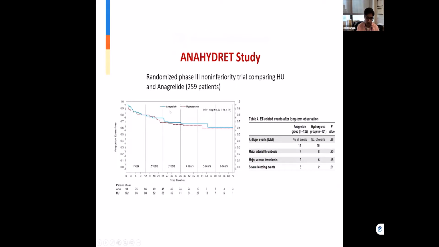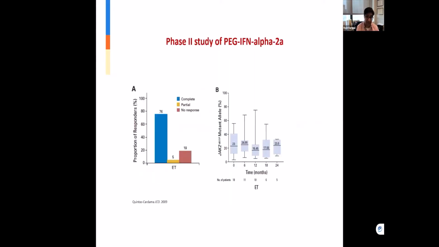So anagrelide is a drug that can cause palpitations. It can sometimes cause bone marrow fibrosis, but which is reversible if the drug is stopped. And that has been kind of the impediment to using it. But it is a very useful drug, and a lot of patients are on it and they do fine on it, and it is effective. But I think hydroxyurea tends to be the drug that is used most in ET these days.